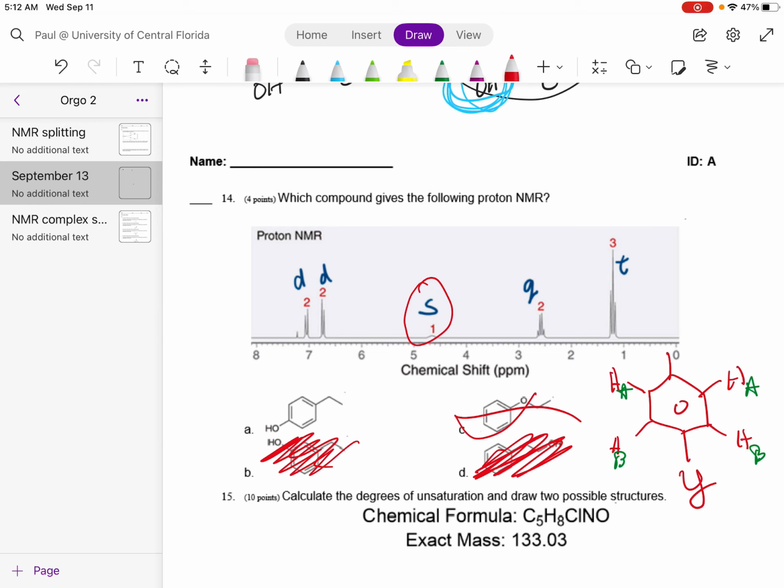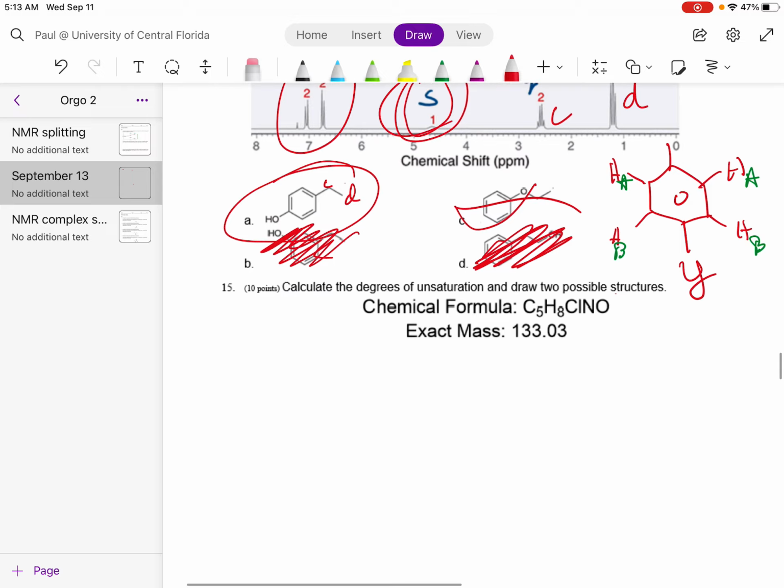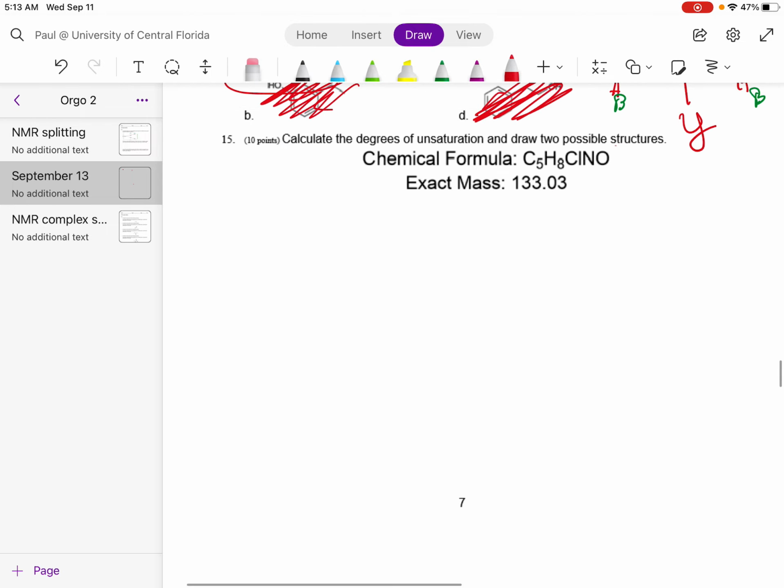Now when we delve in deeper, that matches, but do we have a quartet that integrates for 2? Let's call that C, and we can see C is right there. No, wait, quartet. Yeah, that works, sorry. And then D would be that proton. So that all lines up beautifully, giving us that as the answer right there. Okay.